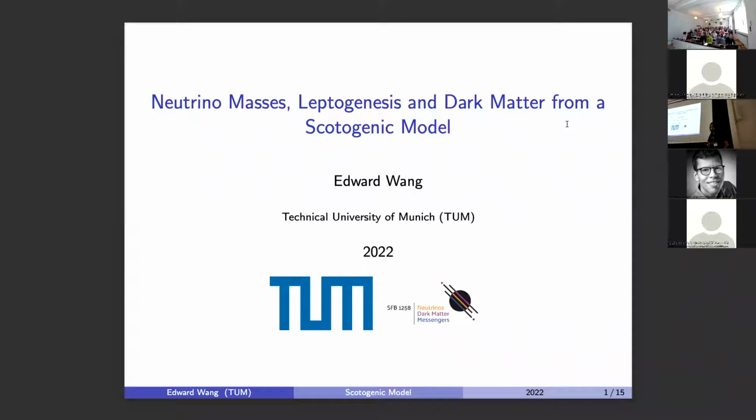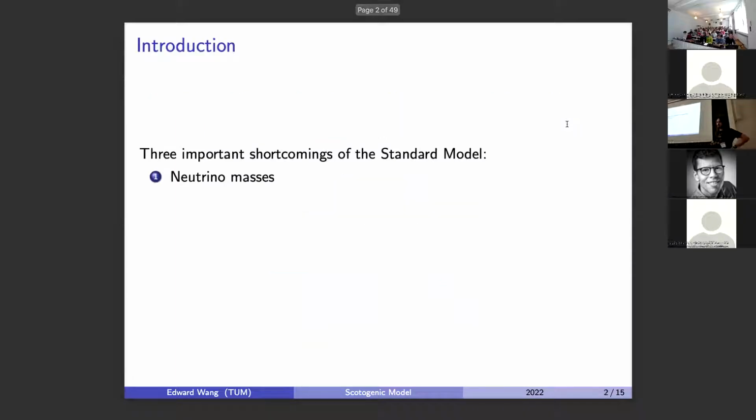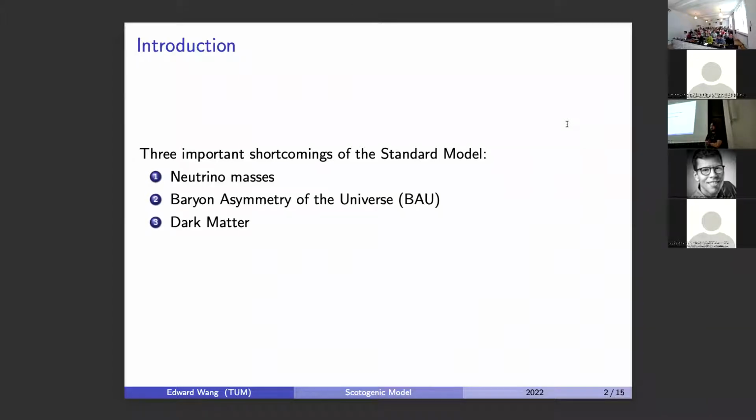So to start, let's look at a bit of motivation. As we all know, there are three very important shortcomings of the standard model, namely, it cannot explain neutrino masses, it cannot explain the baryon asymmetry of the universe that we see today, and it cannot account for the dark matter that we observe. Now, the goal of this project is to try to address these three issues with a single extension to the standard model.